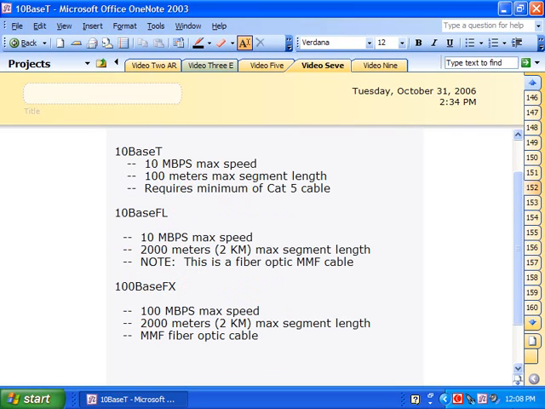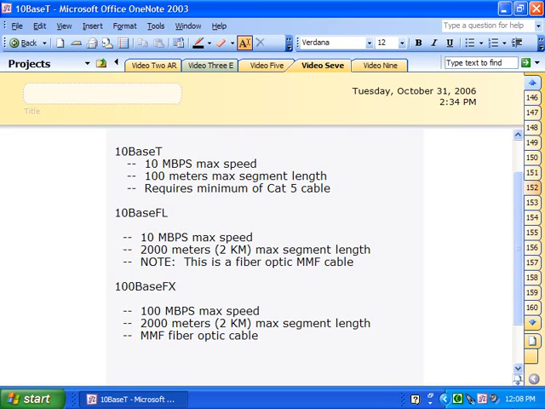10 base T, 10 meg max speed. Like I said, anything they ask you referring to a speed, you can look right at the beginning number and be able to tell what it is. 100 meters maximum segment length for 10 base T, and it requires a minimum of Cat5 cable.